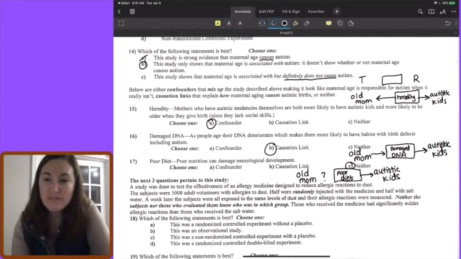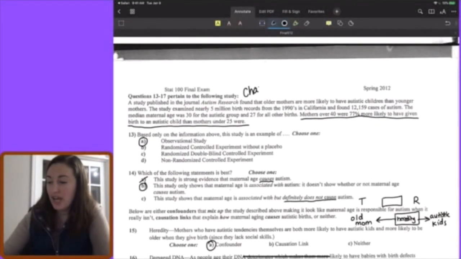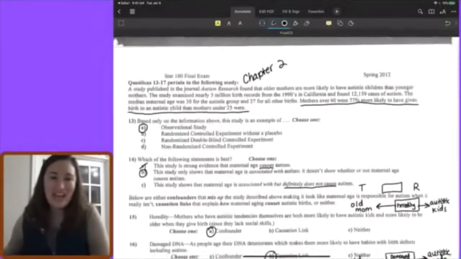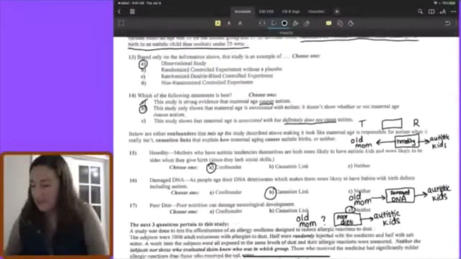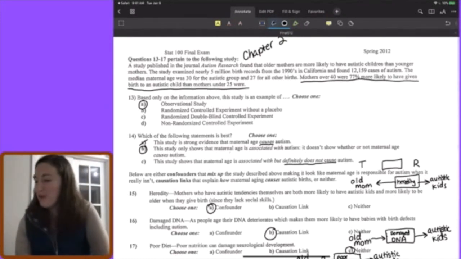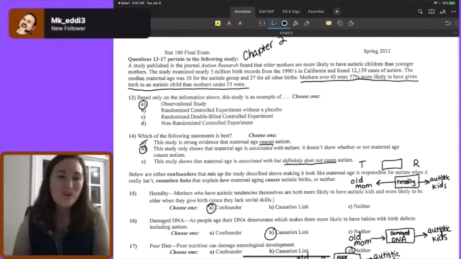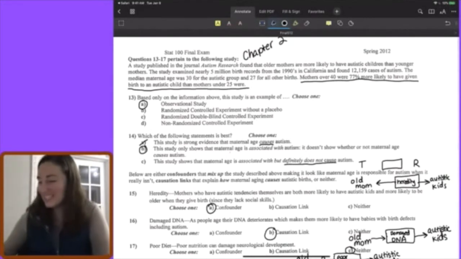Somebody asked, what chapters are confounder and causal link from? So this question is based on chapter 2. Chapters 1 and 2 were experimental design. That was the very first thing that we did in class. I always like the first couple chapters because this comes up so often just in life. Almost every day I see an article that is basically claiming causation when really there's just correlation. So hopefully you guys can take that away from this class. Correlation does not imply causation.